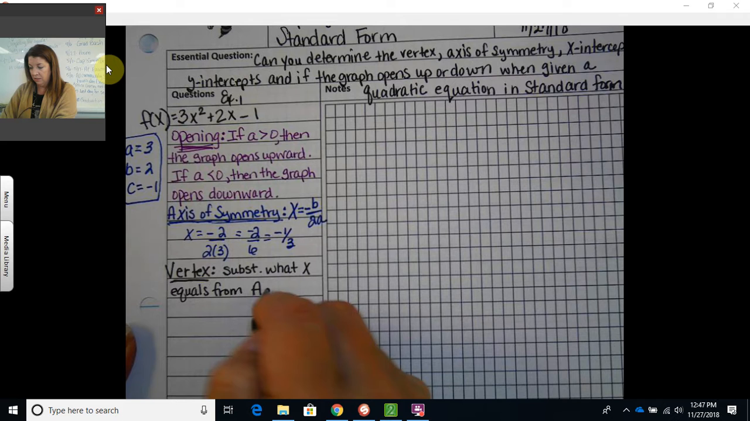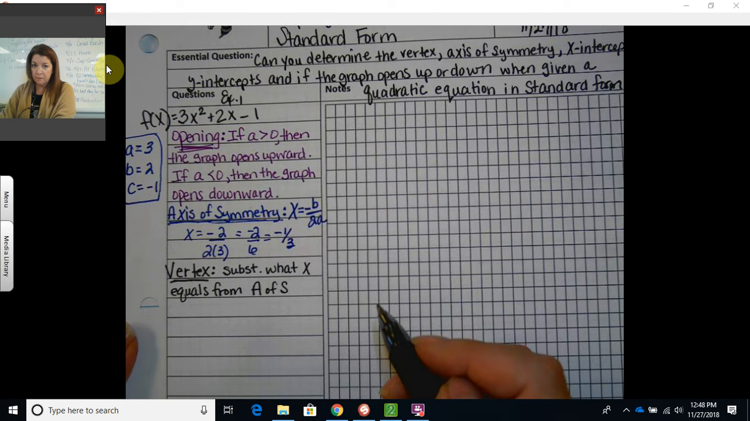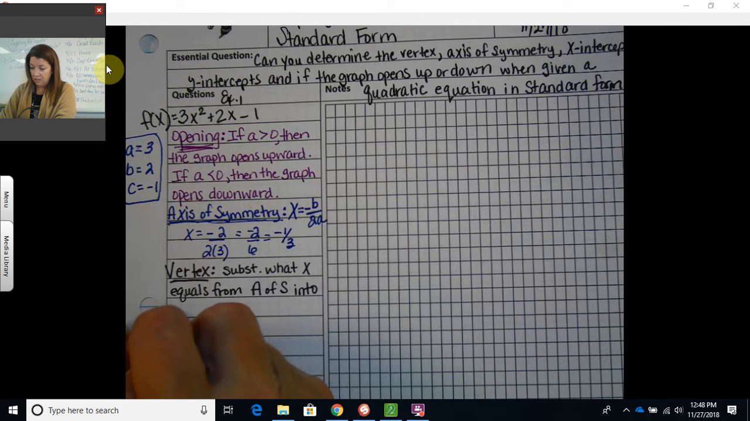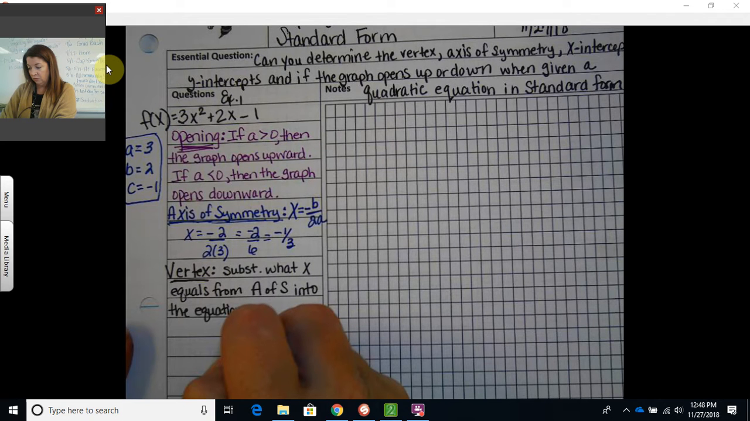from, I'm going to put a of s. What is a of s? What am I talking about? From the axis of symmetry into the equation we are graphing.